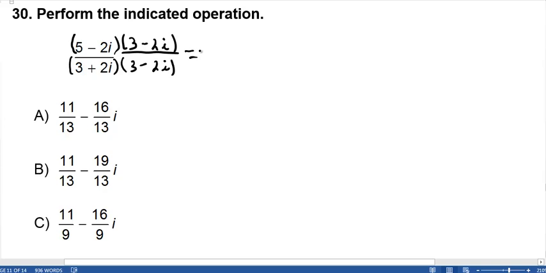In the numerator, we're going to have to expand by using the FOIL method, or the distributive property. So we multiply 5 times 3, we get 15. 5 times negative 2i is negative 10i. Negative 2i times 3 is negative 6i. And negative 2i times negative 2i is a positive 4i squared.